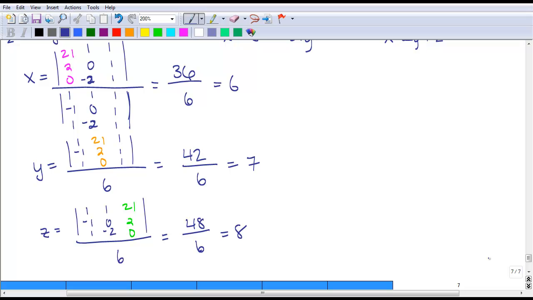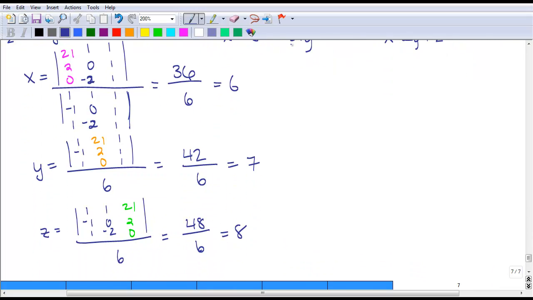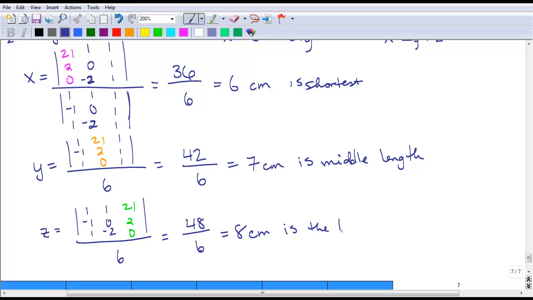So again, in this case, if we go back to our units to make sure we have those, centimeters in all of these. 6 centimeters is our shortest side. 7 centimeters is the middle length. And 8 centimeters is the longest side.